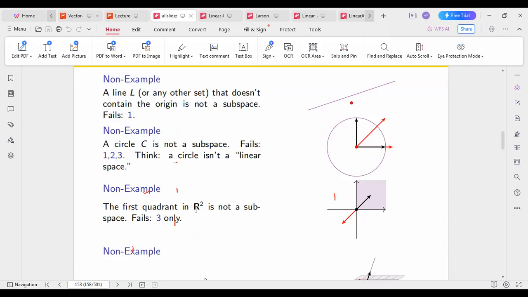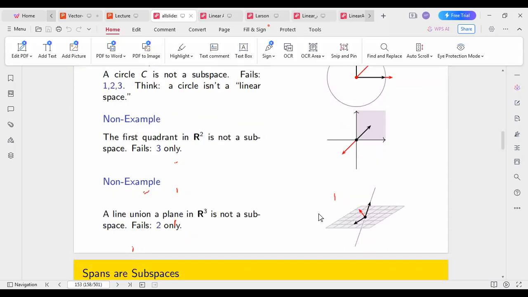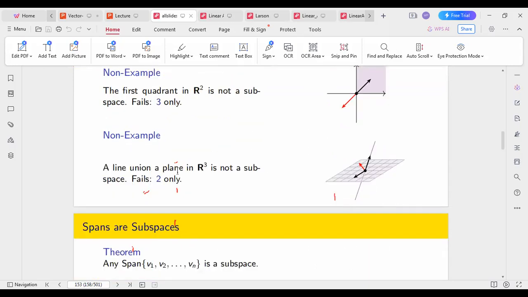Non-example: the first quadrant in R2 is not a subspace because it fails condition 3 only. That means the third condition, scalar multiplication, is not possible here because this is only defined in the first quadrant. Suppose scalar multiplication by -1, -2, etc. will land in another quadrant. This is why the first quadrant in R2 is not a subspace. A line union a plane in R3 is not a subspace because closure under addition or multiplication is not possible. That means the closure law fails.